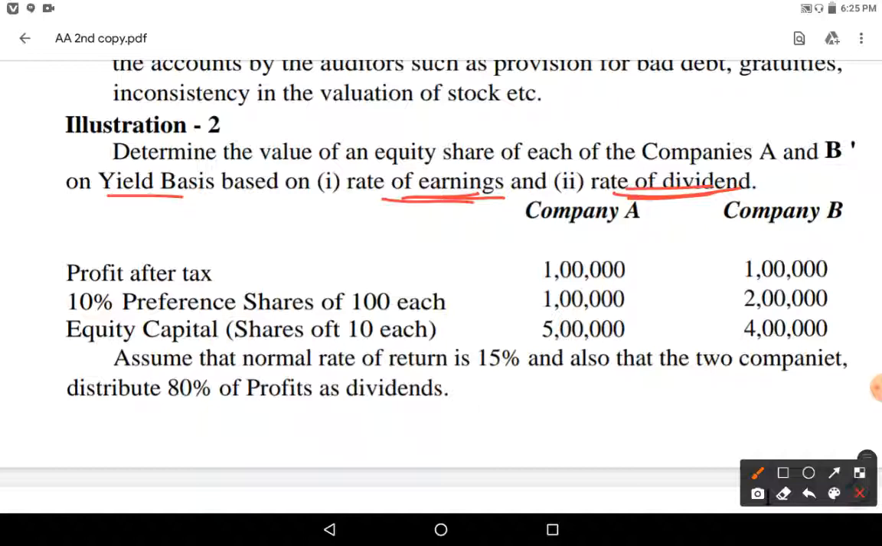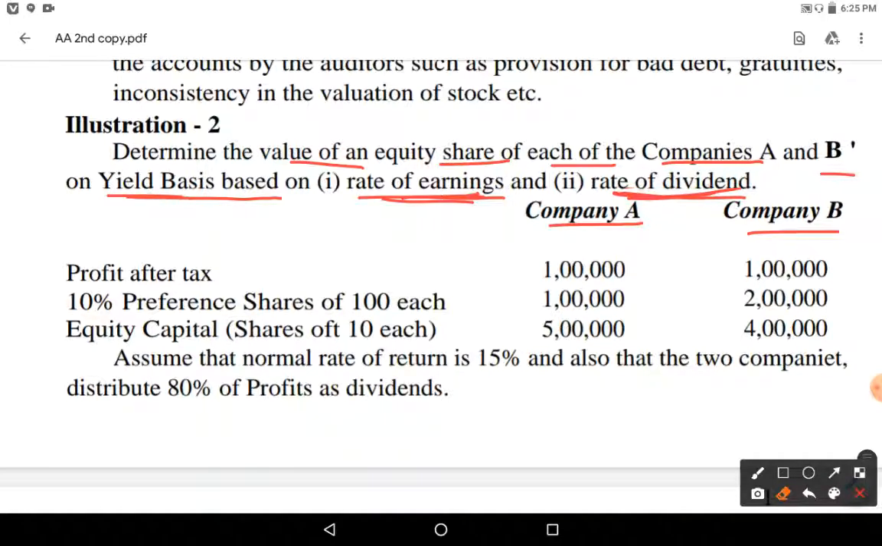Determine the value of an equity share of each company, A and B, on yield basis, or earning capacity, or market value, rate of return, whatever name they use. We need to do this using two methods: one under rate of earnings, another under rate of dividend. So here we have the question relating to it.